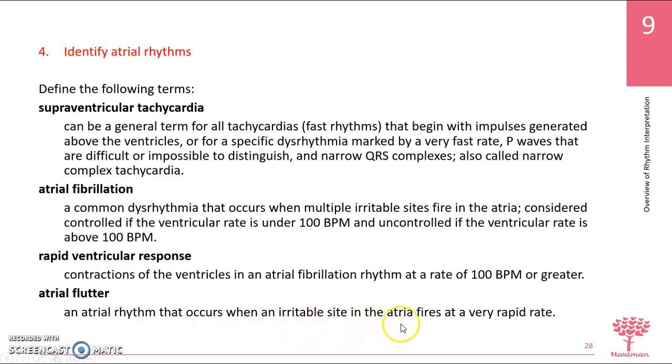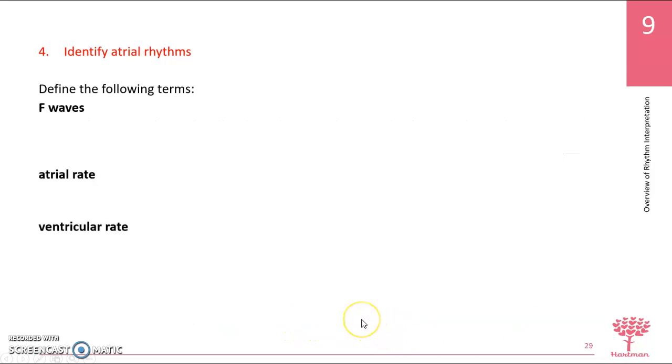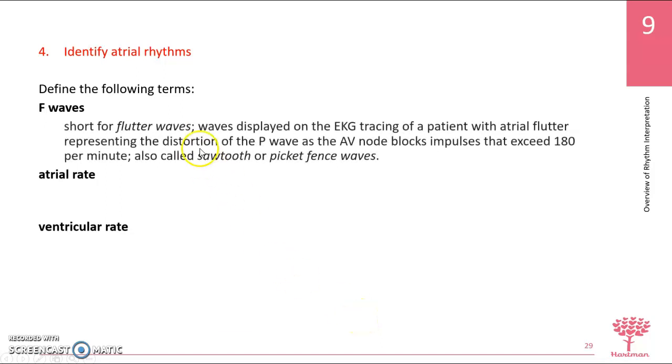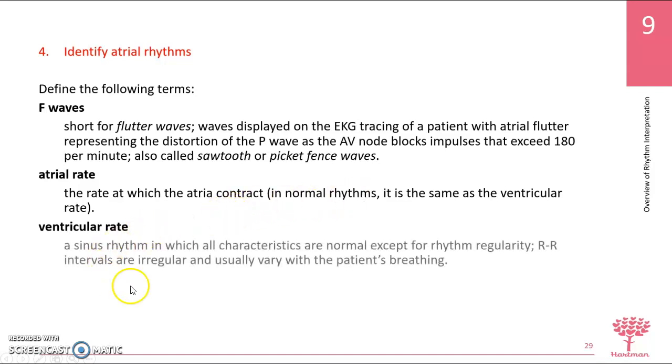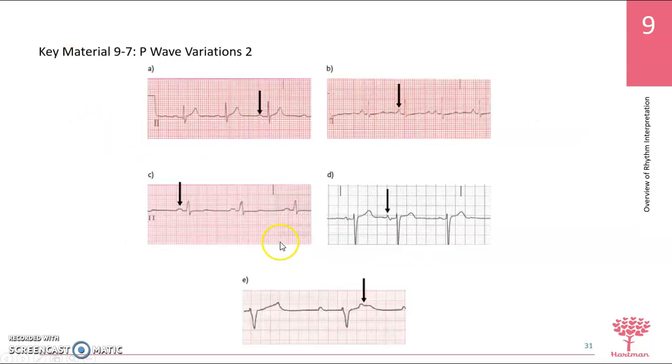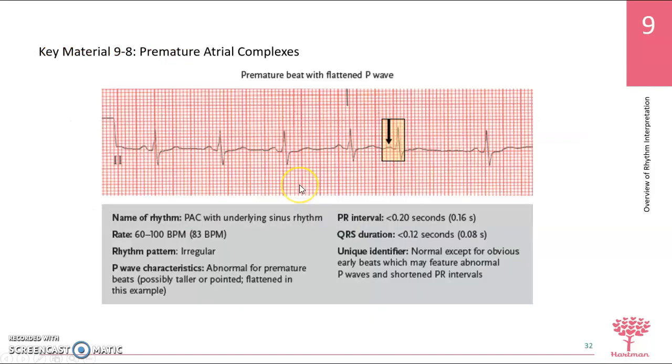This fires really fast, rapid rate. So F waves, flutter waves, atrial rate, and then ventricular rate. So make sure you look through these definitions. The F waves are kind of distinct because they have this sawtooth or picket fence wave to them. So here's what we're looking at. This is what they look like.